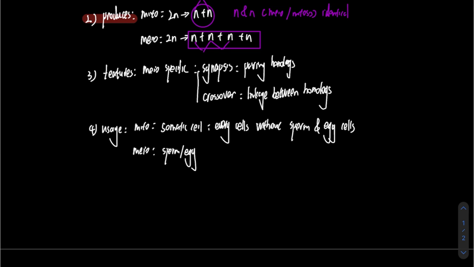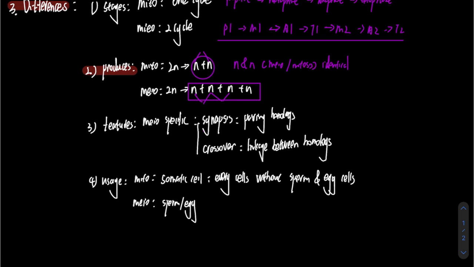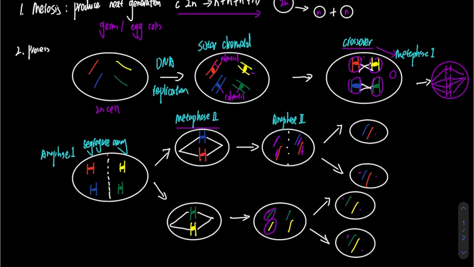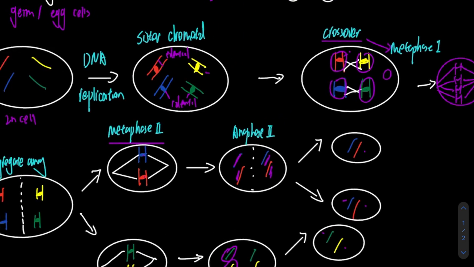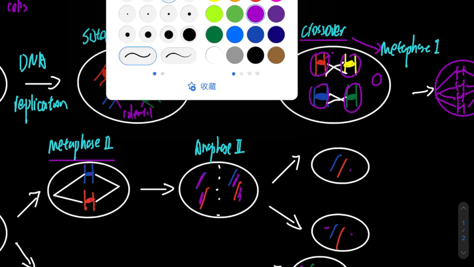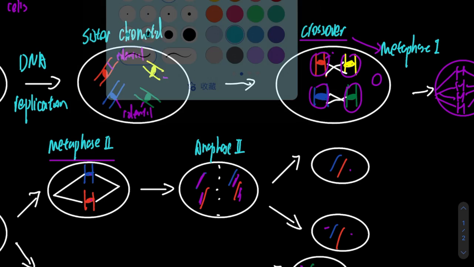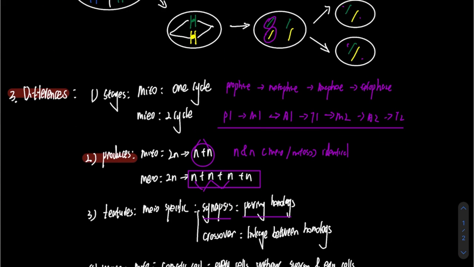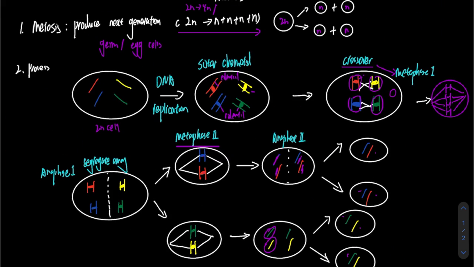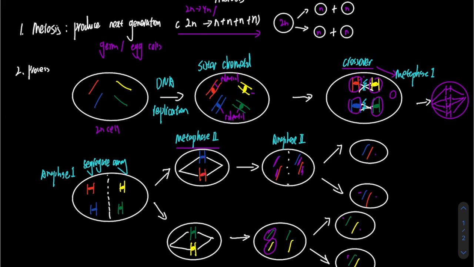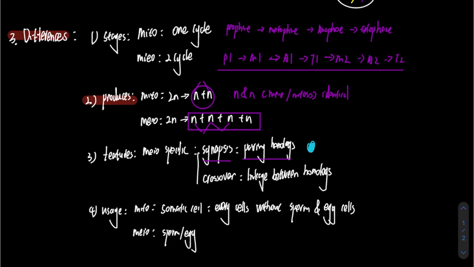And the third thing will be features. There are two things only meiosis has. One is synapsis. It's pairing homologous chromosomes. Remember in this stage, they are in synapsis. I will use this color to show. There is something in between. Synapsis is basically just pairing homologous chromosomes or holding them together.